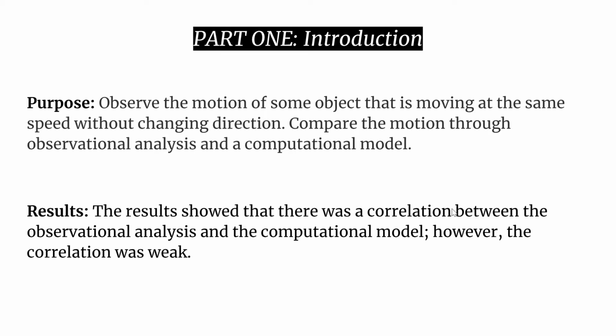Part 1, Introduction. In this lab, our purpose is to observe the motion of some object that is moving at the same speed without changing direction. Compare the motion through observational analysis and a computational model. The results obtained in this experiment showed that there was a correlation between the observational analysis and the computational model. However, the correlation was weak.